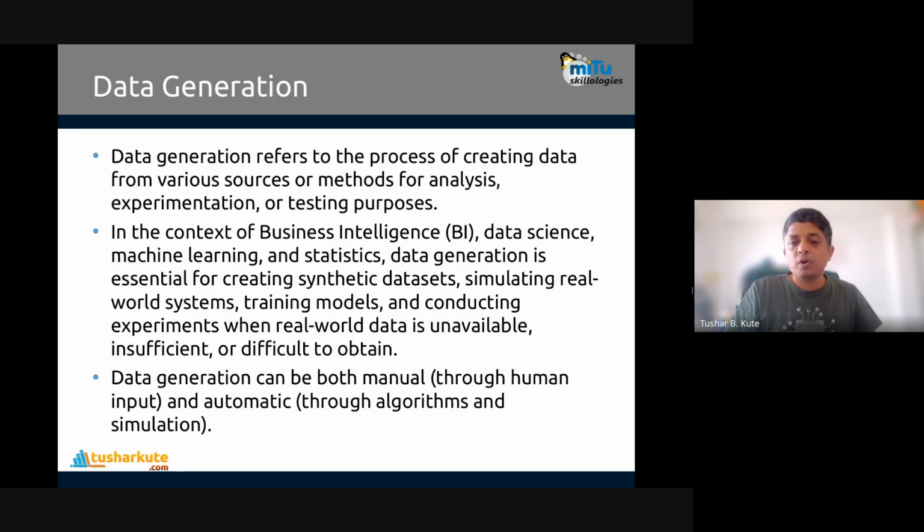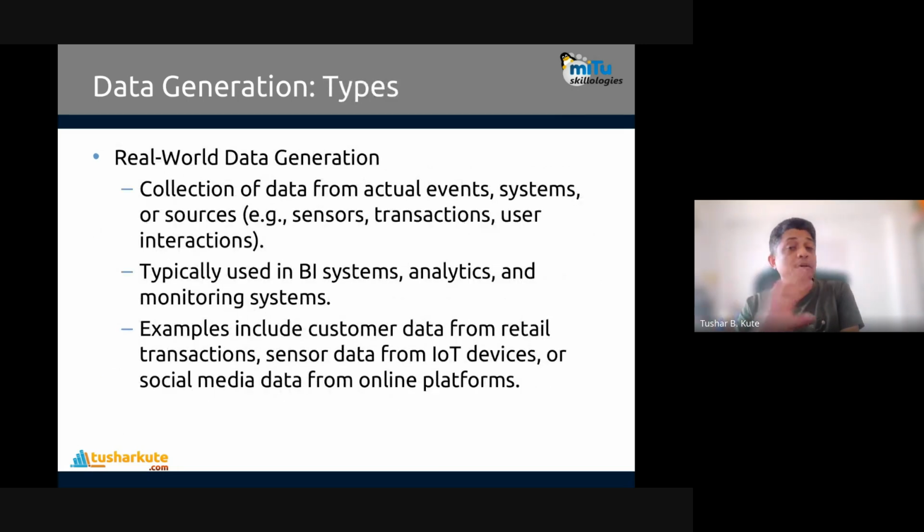Now, a very important thing to note: how do we generate the data for building all of it? Data is the fuel for all these analytical systems. There are various ways to generate the data. It is the process of creating data from various sources or methods for analysis, experimentation, or testing purposes. Whenever we require data, we can generate it by various methods. A common method is real world data generation, where data is collected continuously from transactions, user interaction, and sensors. Then we use it to build the model.